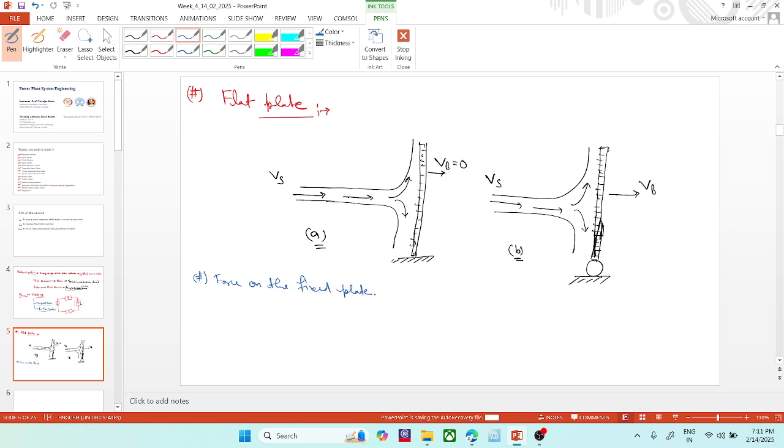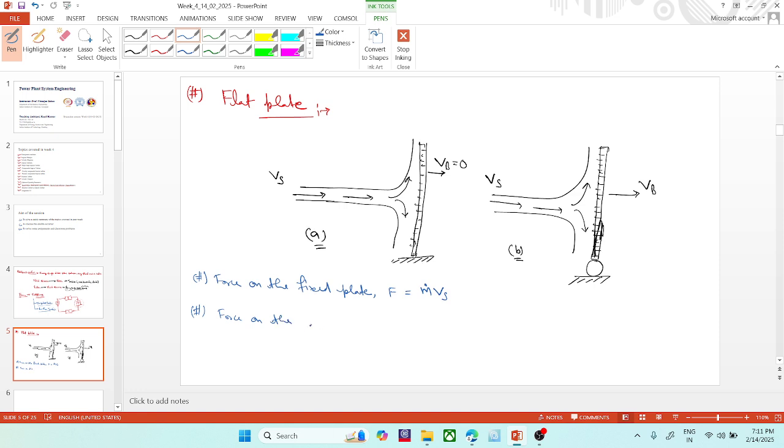Force on the fixed plate. The force would be the rate of change of momentum. This F would be m dot into the initial velocity Vs, while the velocity in the axial direction would be 0. So ultimately it would be m dot Vs.